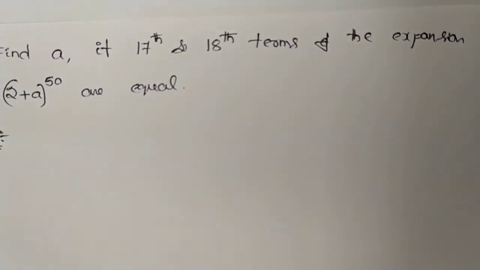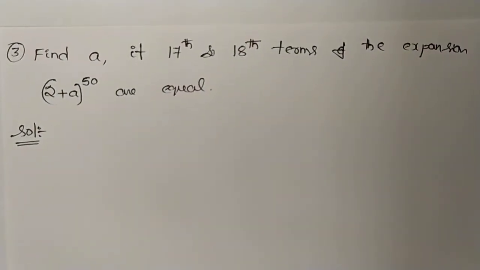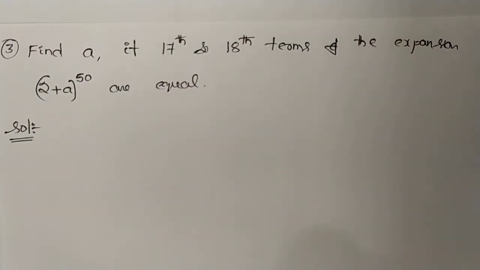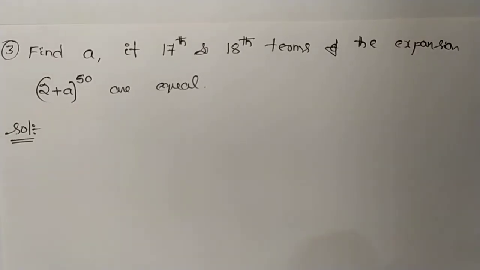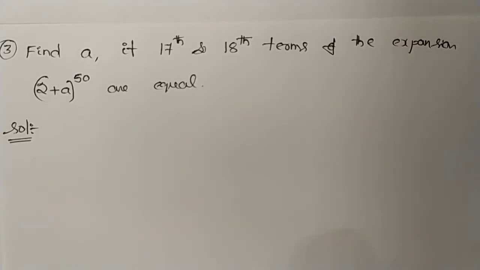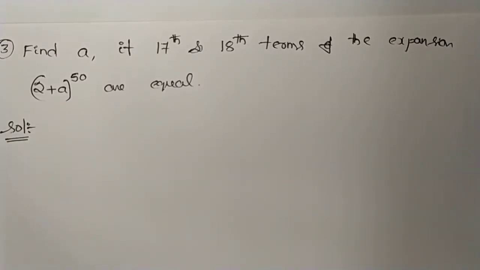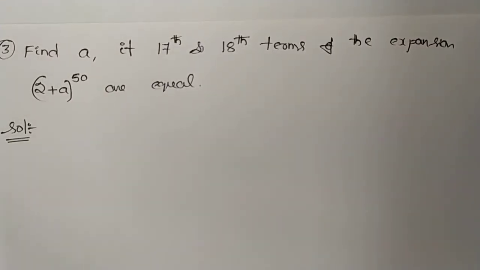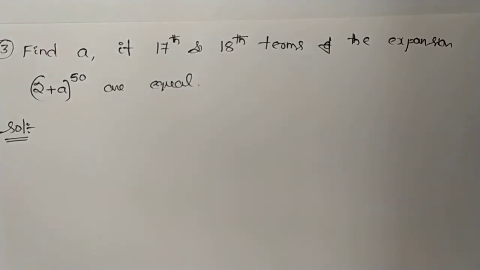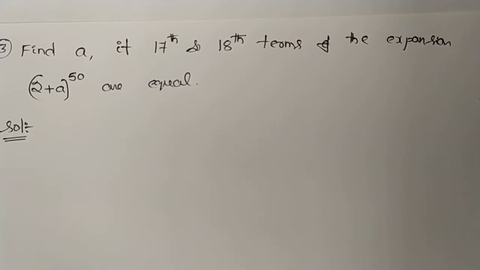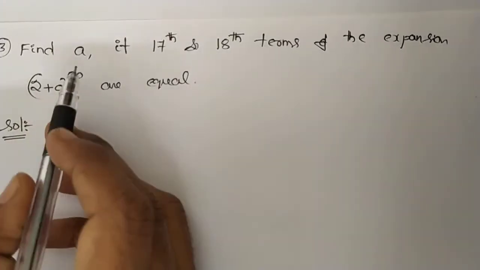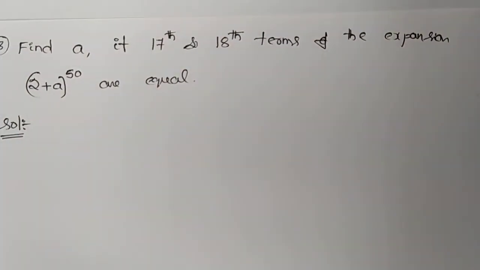Next question: find a if the 17th and 18th terms of the expansion (2 + a) whole power 50 are equal. In our previous problems we just found the 17th term and the 4th term, isn't it? In this problem we have to find the value of a.